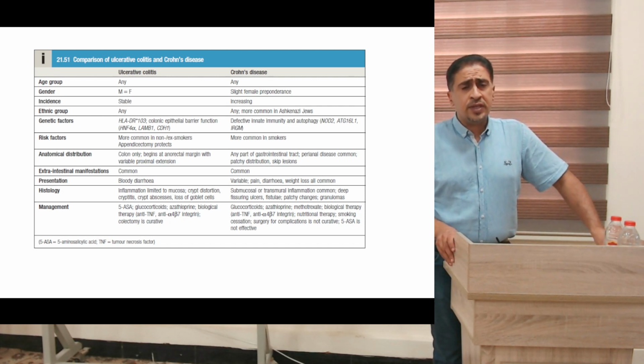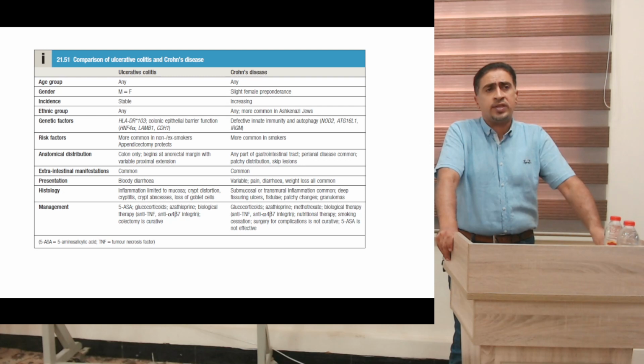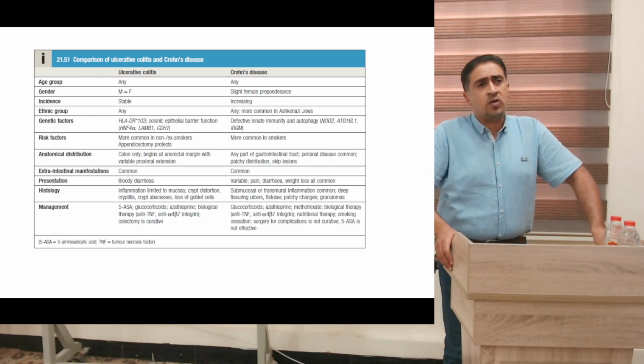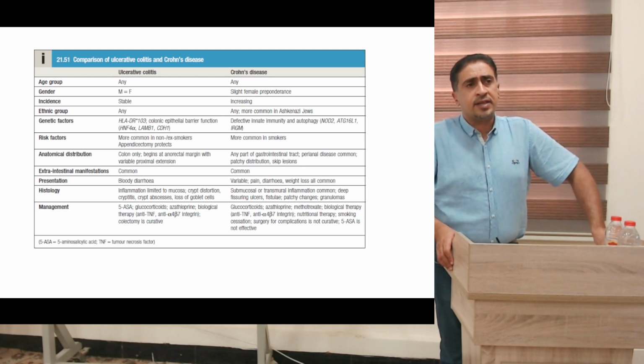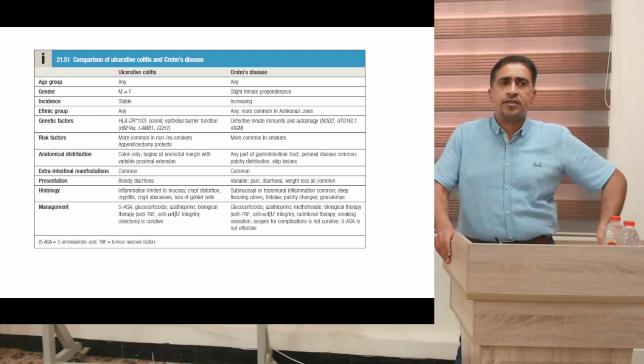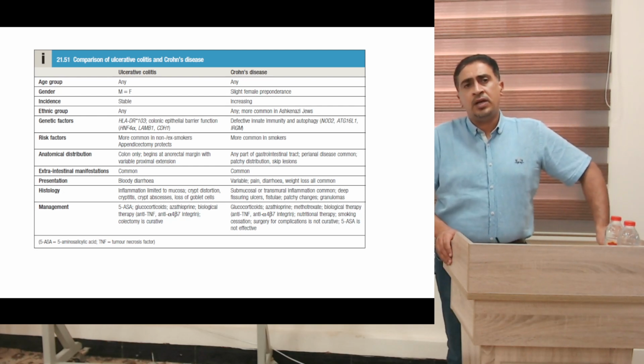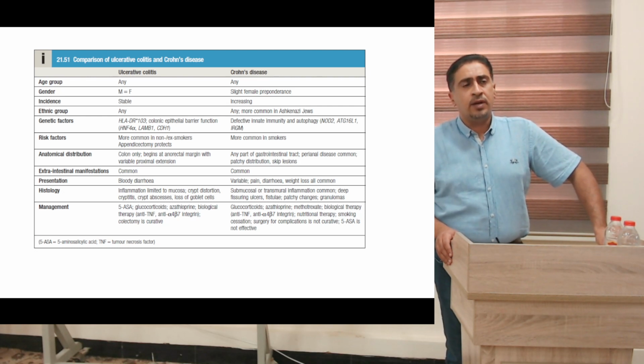Histology: when you see the biopsy report of a patient with ulcerative colitis, inflammation is limited only to the mucosa, characterized by crypt distortion, cryptitis, crypt abscess, and loss of goblet cells. The inflammation of Crohn's disease is usually transmural and characterized by deep fissuring, fistulae, and patchy change, and is associated with granuloma, which is mainly pathognomonic for the presence of Crohn's disease.